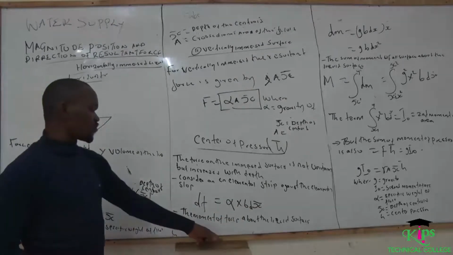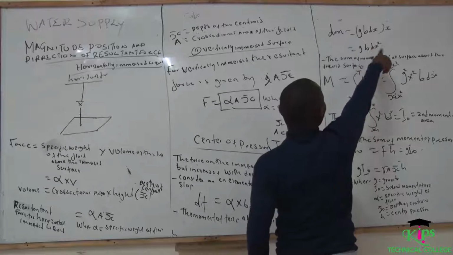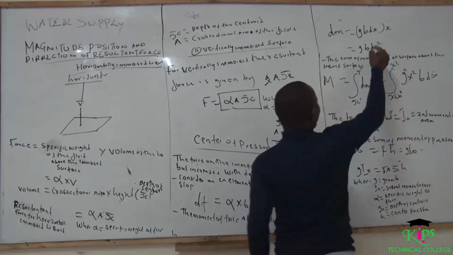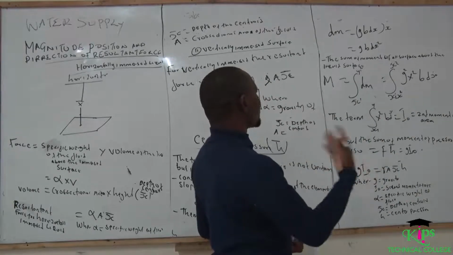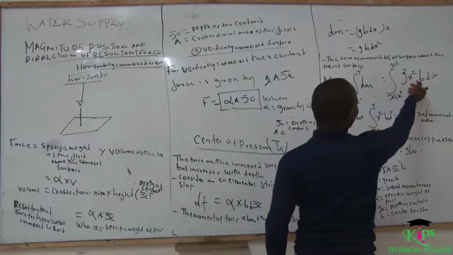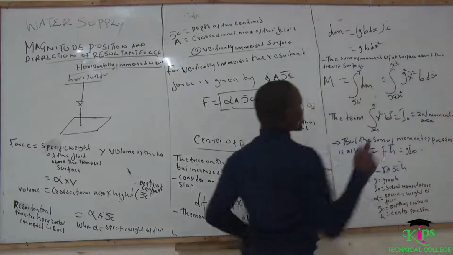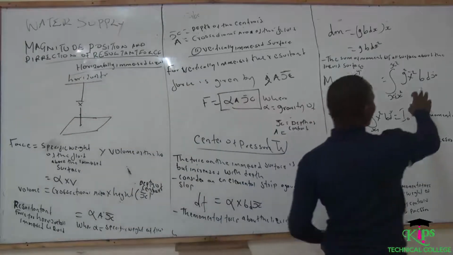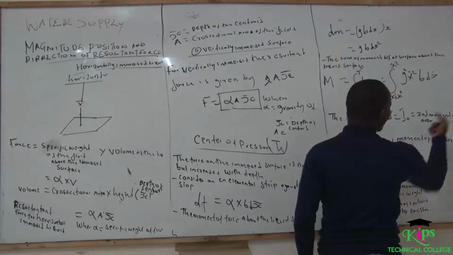To get the moment of force about the liquid surface, we integrate this with respect to force. Therefore, we get gravity times base times depth times the depth of the centroid squared. The sum of the moments of all the forces about the liquid surface is gravity times x bar squared times base times depth. Here we assume a rectangle, where the area is BD. This term is equal to the second moment of area.